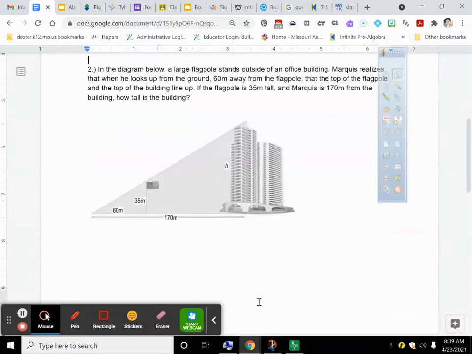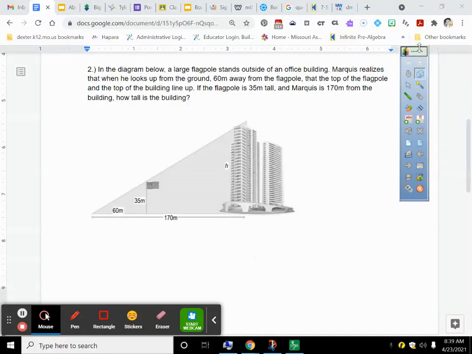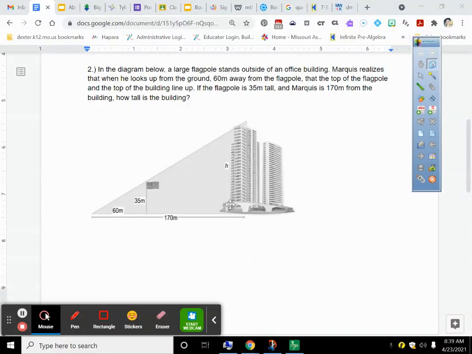In the diagram below, a large flagpole stands outside of an office building. Marquise realizes that when he looks up from the ground, 60 meters away from the flagpole, that the top of the flagpole and the top of the building line up. If the flagpole is 35 meters tall and Marquise is 170 meters from the building, how tall is the building?